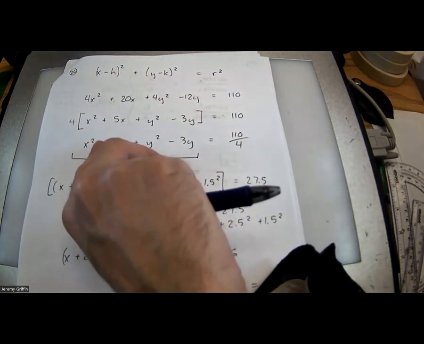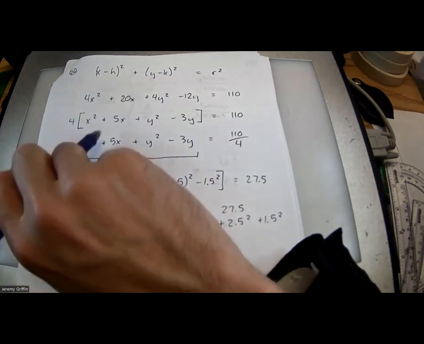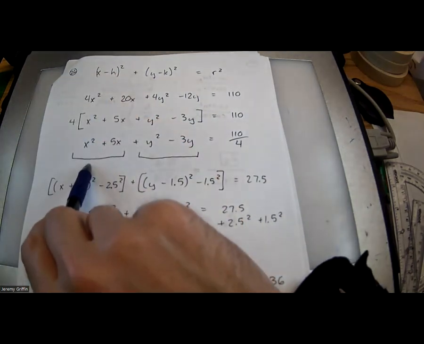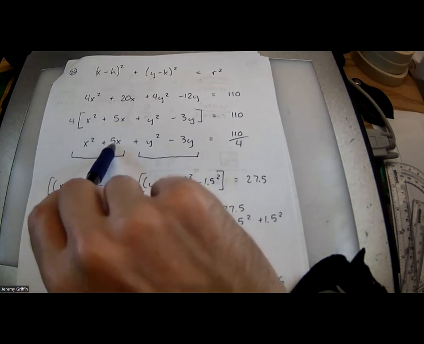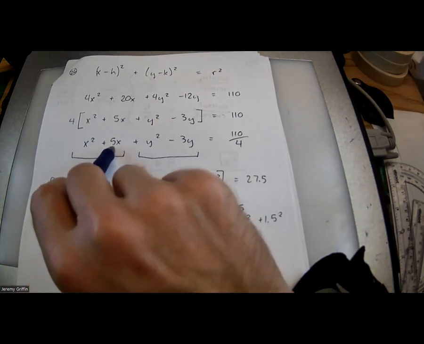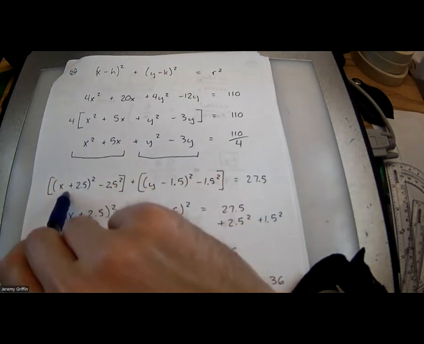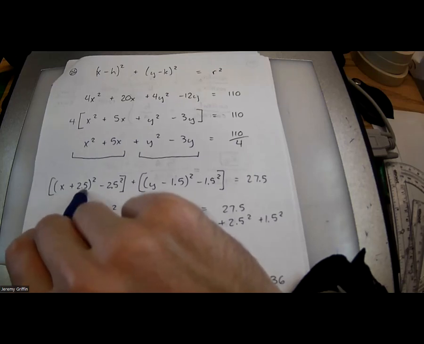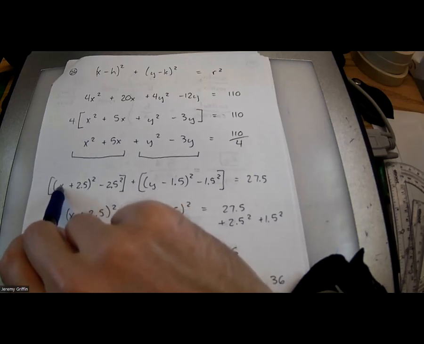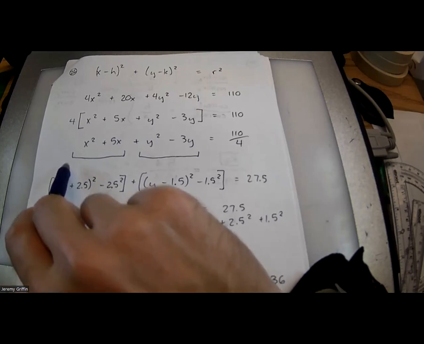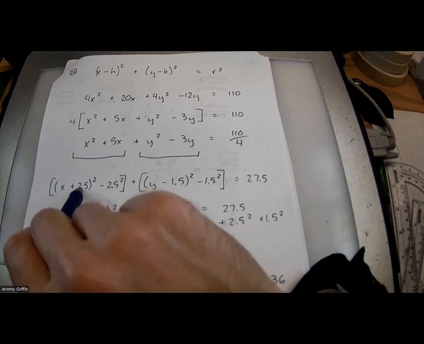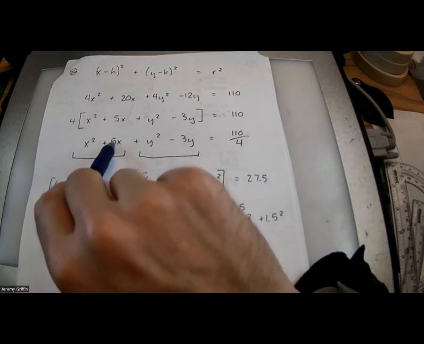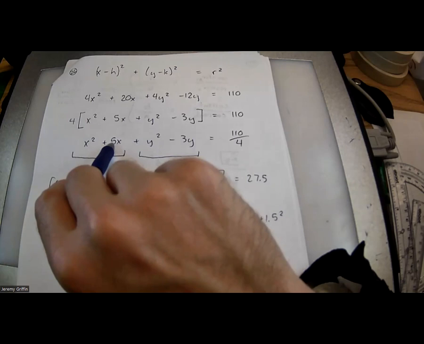And now how am I going to make this look like the standard form? Well, I'm thinking FOIL backwards. How can I get this 5x? How about something like x plus 2.5 quantity squared? So if I FOIL that, x times x is x squared, x times 2.5 plus x times 2.5, outside, inside, that adds up to 5x. That's why I chose 2.5, so I can get that back.